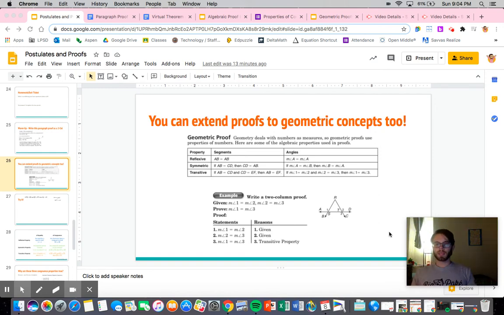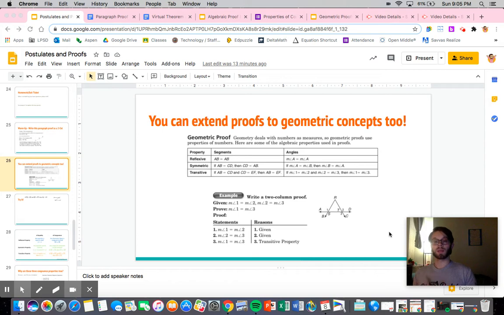Hi everyone, just wanted to take a moment to talk about the final component as we're getting into our formal proofs, how we can extend our proofs into geometric concepts, right? Before, we were dealing with paragraph proofs, starting with the words, then we used some of the appropriate orientations and notations for the algebraic components that we knew pretty well. And now we're going to extend those into the geometry concepts.